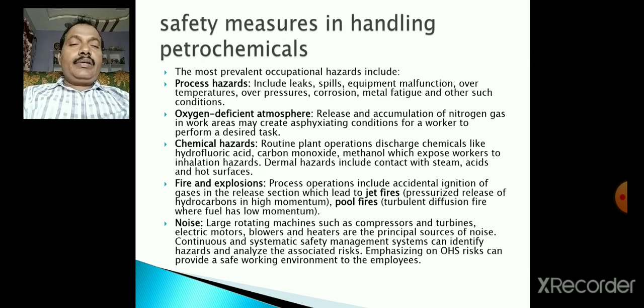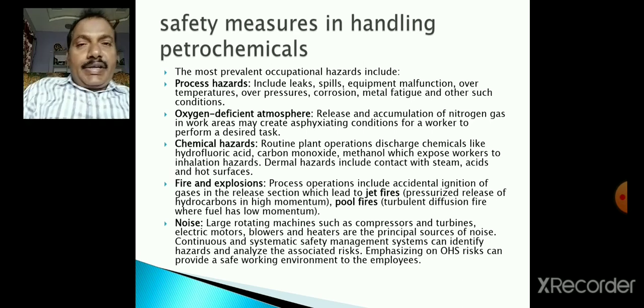So these are the process hazards and oxygen deficient atmosphere hazards, and the process hazards we have considered regularly. We have to check the process equipment, its functioning, and different pressure and temperature values, whether they are exceeding certain limits or not, and whether the process equipment is damaged or not. These things we have to regularly monitor.